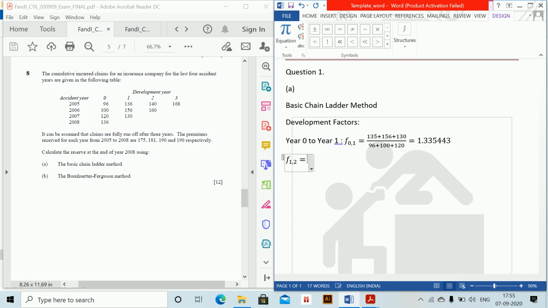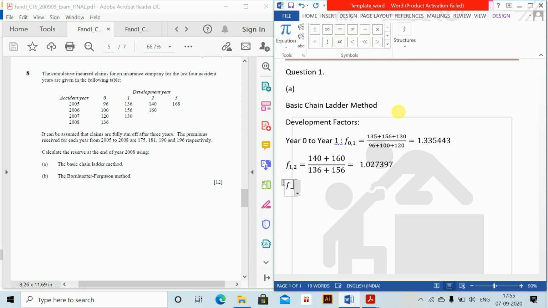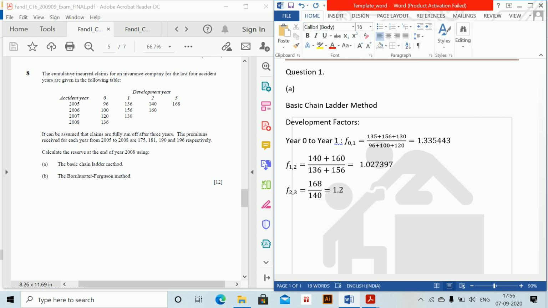Then I'm comfortable with writing this, f₁₂ = (140 + 160) divided by (136 + 156), which is equal to 1.027397. Okay, and f₂,₃ = 168 divided by 140, which is equal to 1.2. So these are the 3 development factors we have calculated.